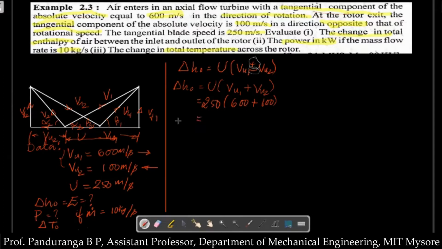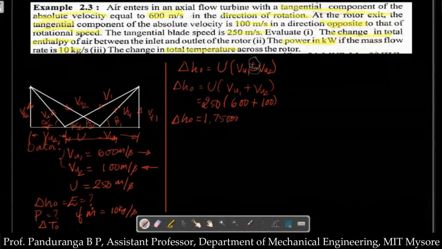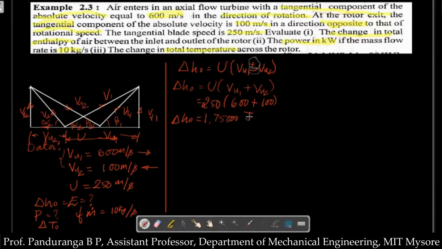So delta H naught will be equal to 1,75,000, and the unit is joule per kg. Enthalpy has a unit of joule per kg, or I'll write this as 175 kilojoule per kg. So this is the change in enthalpy.